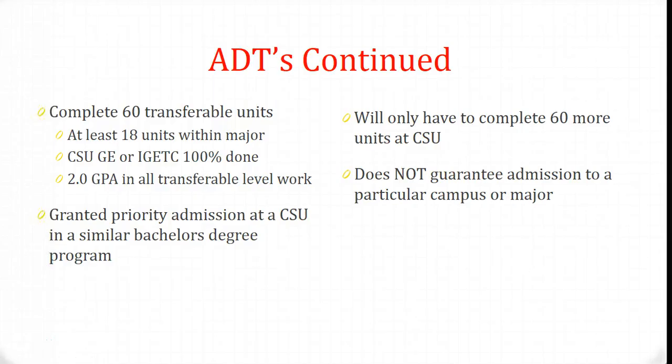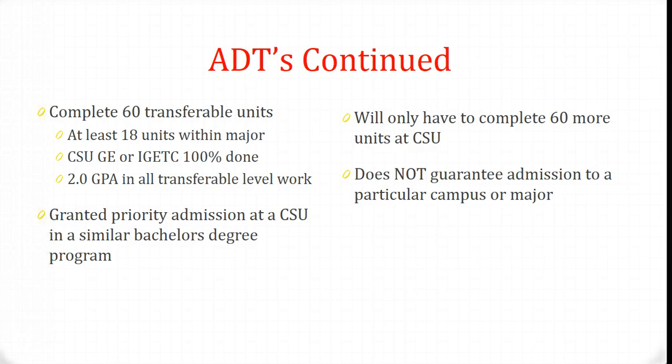Okay, so you need to have those 60 transferable units to get the ADT. At least 18 units within the major. So the psych major that we've just looked at was 20 units. You need to have either the CSU GE or the IGETC done. If you are transferring to a CSU with an ADT and you're using IGETC, you have to have speech. You have to have Comms 1, okay? And then you need at least a 2.0 GPA in all transferable work. And the courses for your major have to be a C or better.